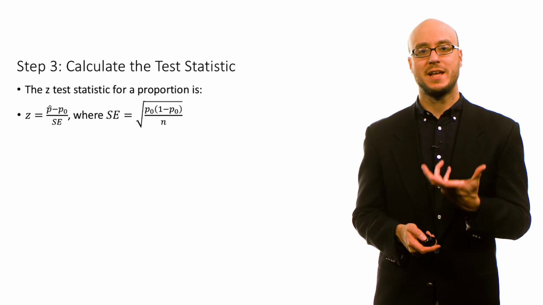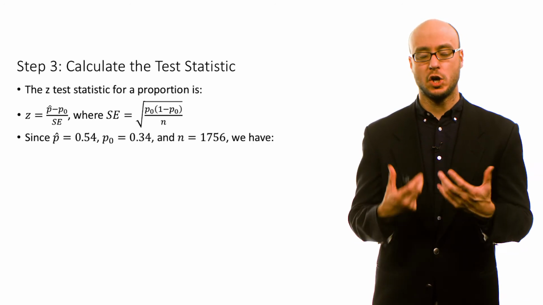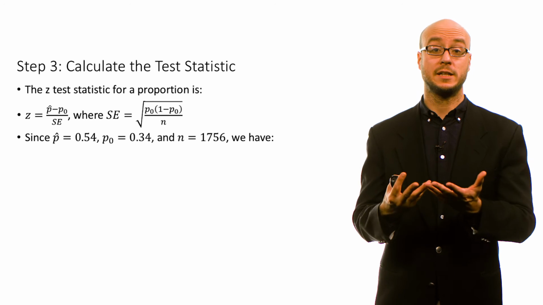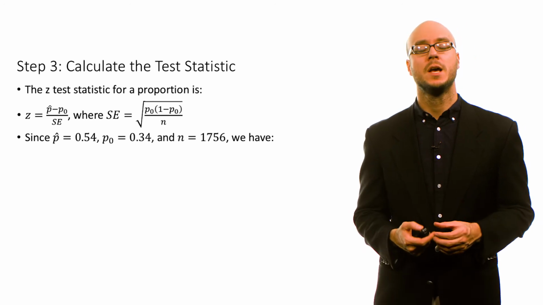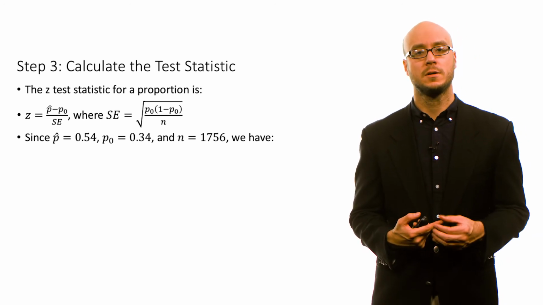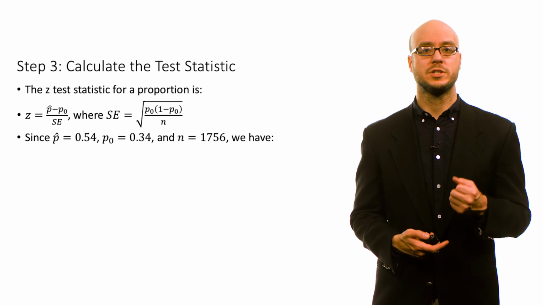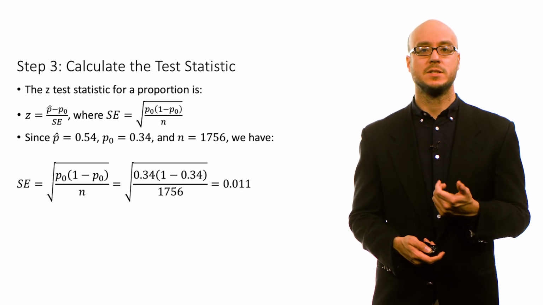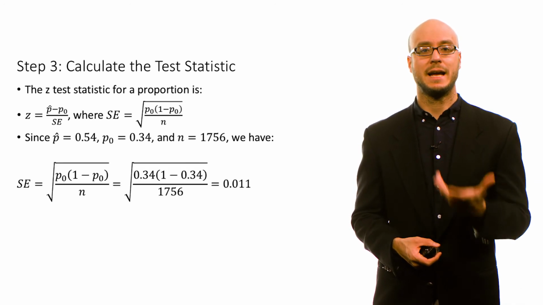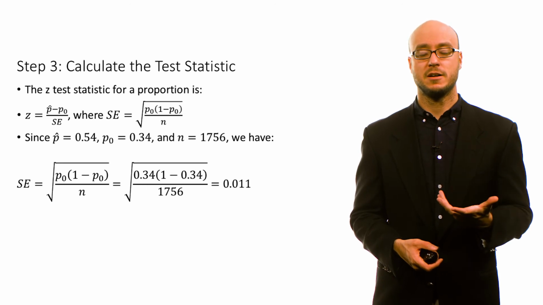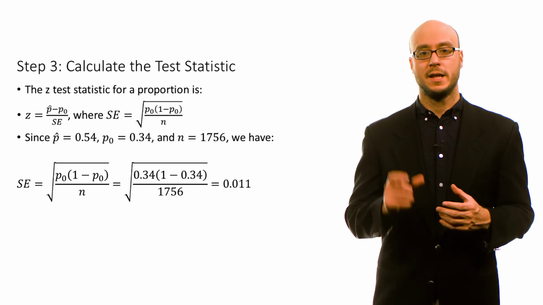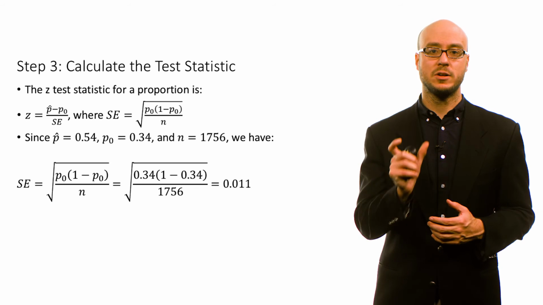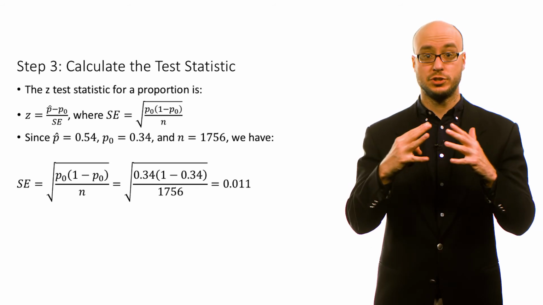And the more extreme that test statistic, the more inconsistent our data is with the null, and the more likely we are to reject that null. Since p hat is 0.54, the null proportion is 0.34, and n is 1,756, we can calculate the standard error. And that standard error is 0.011. That is just what we think the standard deviation of that sampling distribution to be.